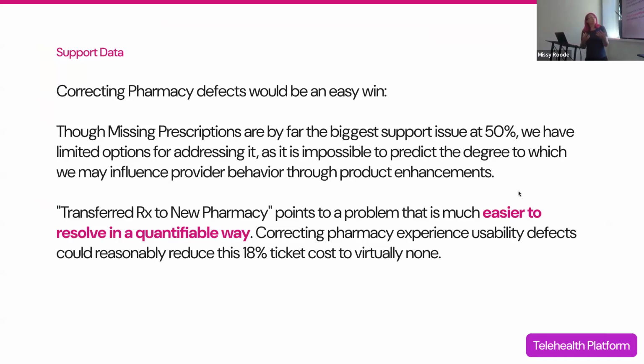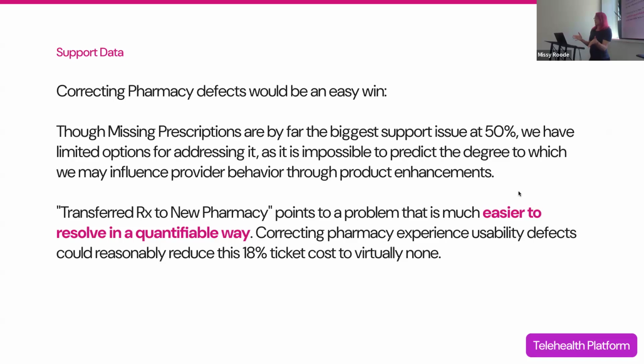So from that, we came to a conclusion that those missing prescriptions, yes, it's definitely the biggest issue, but we don't really have a lot of options for addressing it. We don't think that we'll be able to target it closely, and we're not sure that we'd be able to measure it very well.